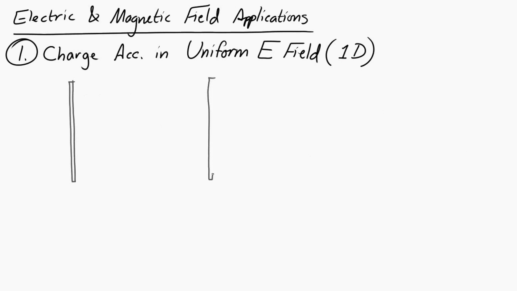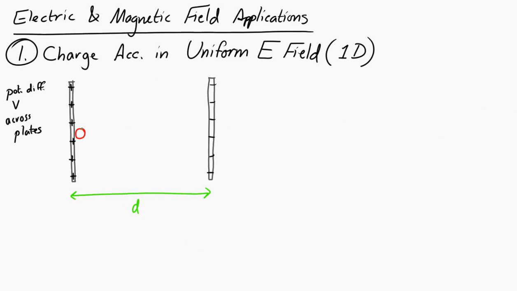And the setup we're going to have here is two plates, potential difference V across them, distance D between the plates. And I'm just going to drop a little positive charge here, maybe a little proton, and put it next to this positively charged plate. We're going to say that that little particle has charge Q, mass M, and make it start at rest.